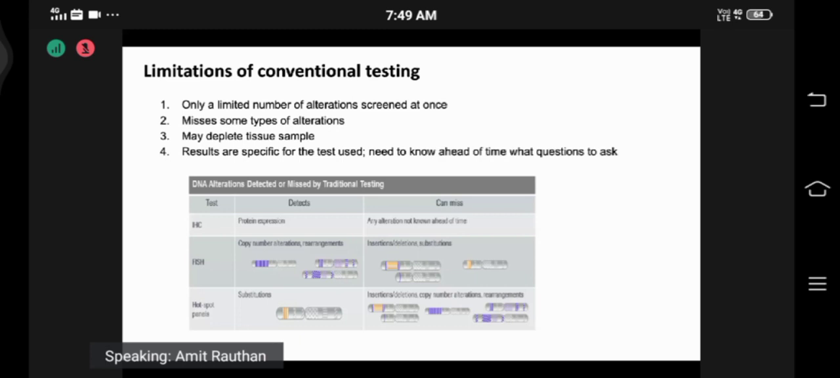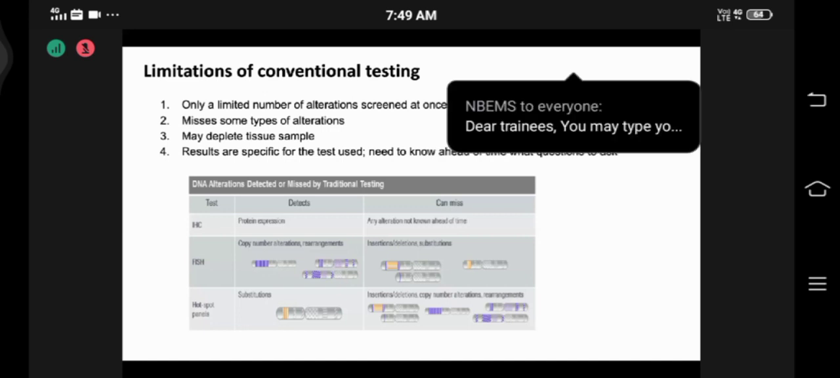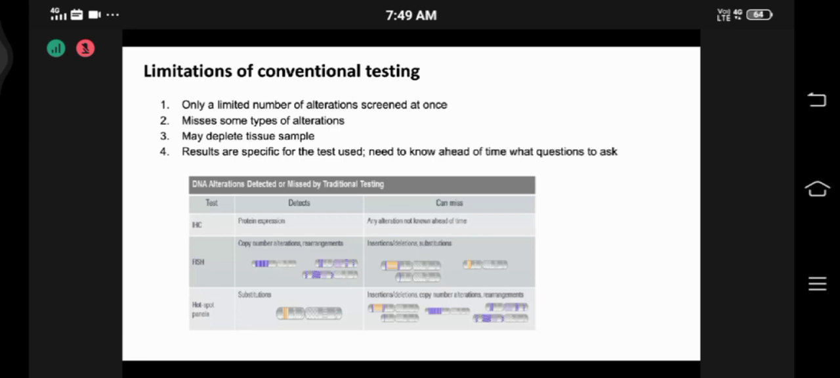Just a quick word about all the conventional tests. When we do IHC, we are looking at protein expression, so we know we are looking for HER2. We are not going to find any other abnormality. FISH is very good for picking up copy number abnormalities and rearrangements. So if I know the abnormality, then I'm looking for that by FISH. If I know I have an ALK fusion, I can do a FISH and pick up the ALK fusion.